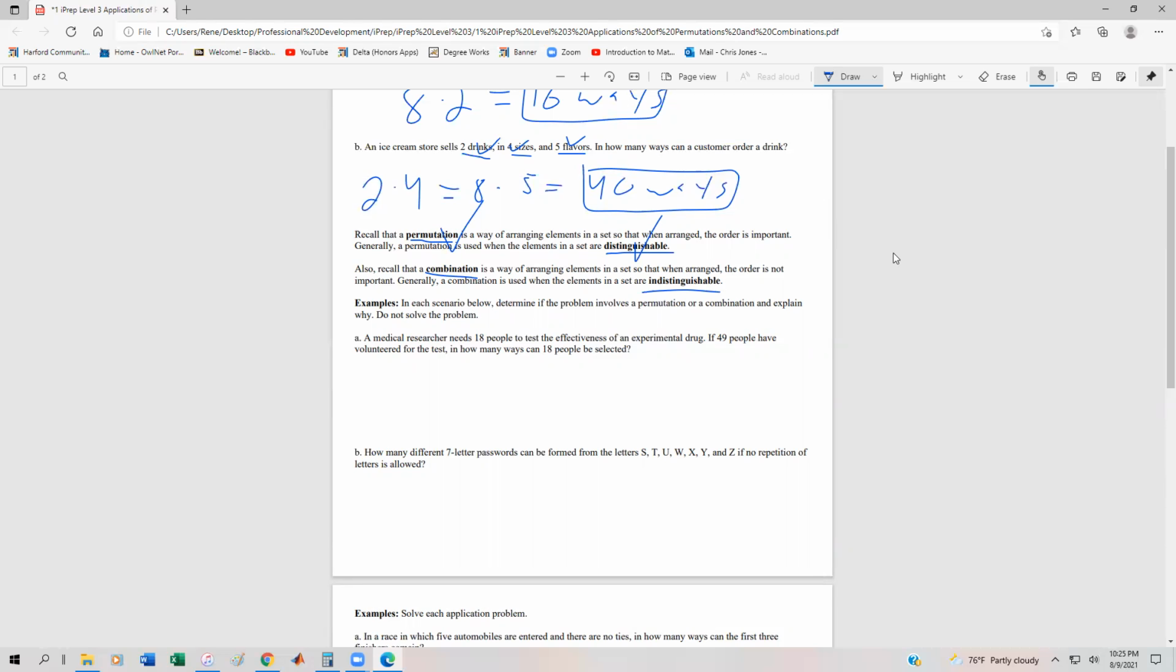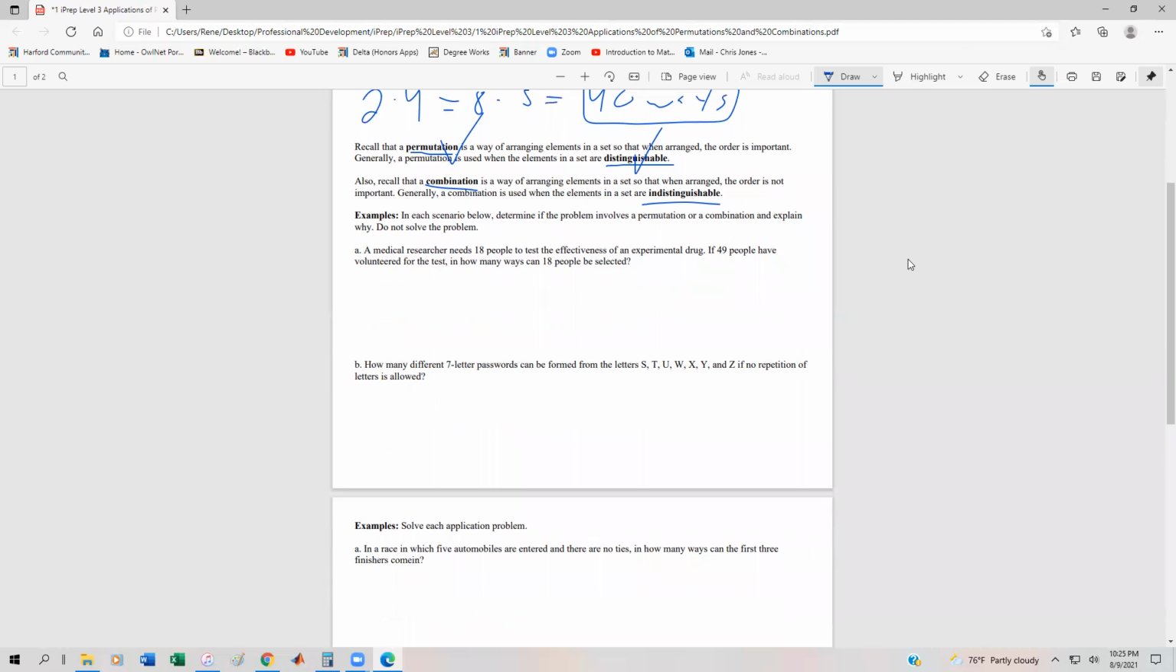Before we can do any applied problems, we have to make sure whether we're going to use a combination or a permutation. So in these scenarios, we want to determine if the problem involves a permutation or a combination, and we want to explain why.